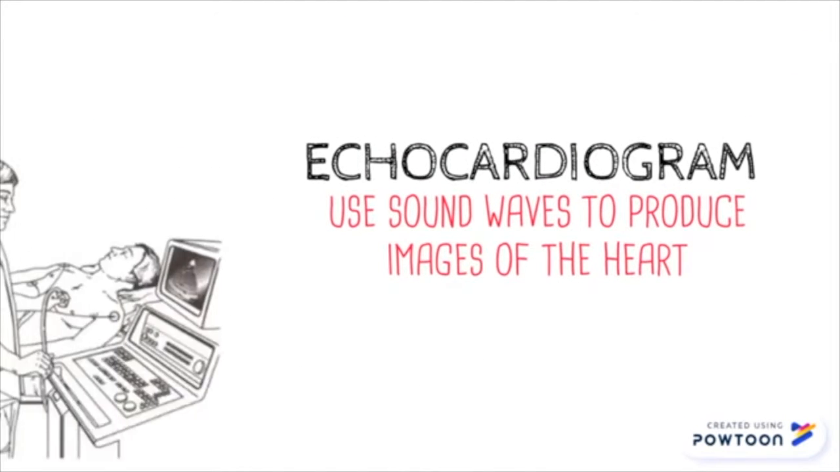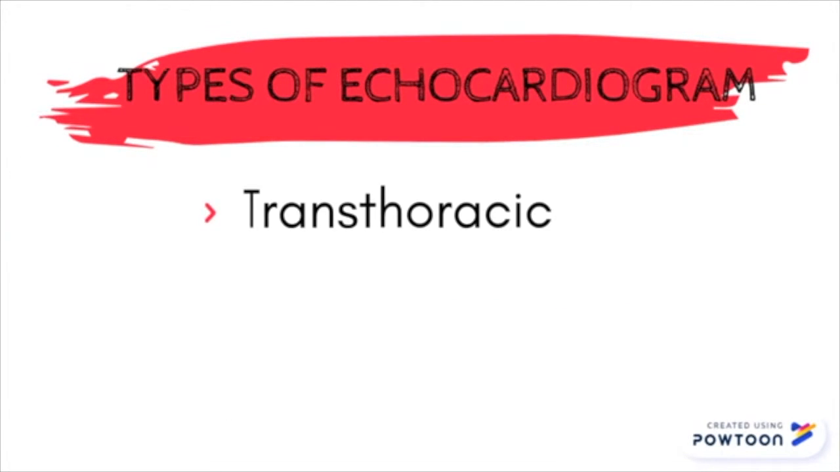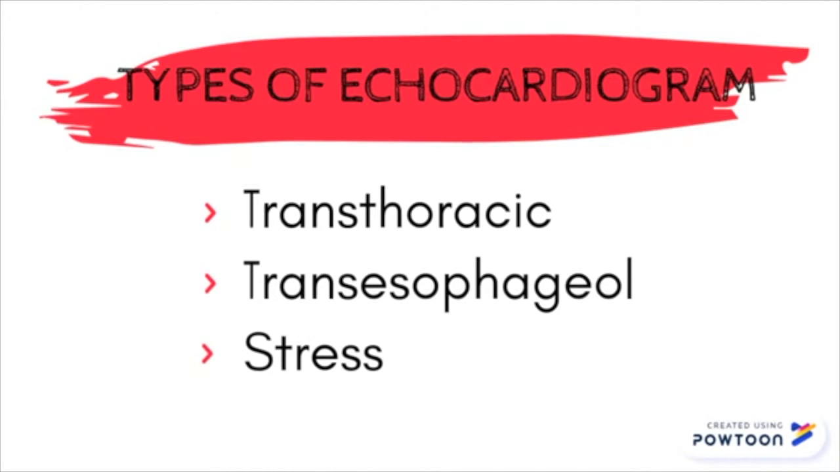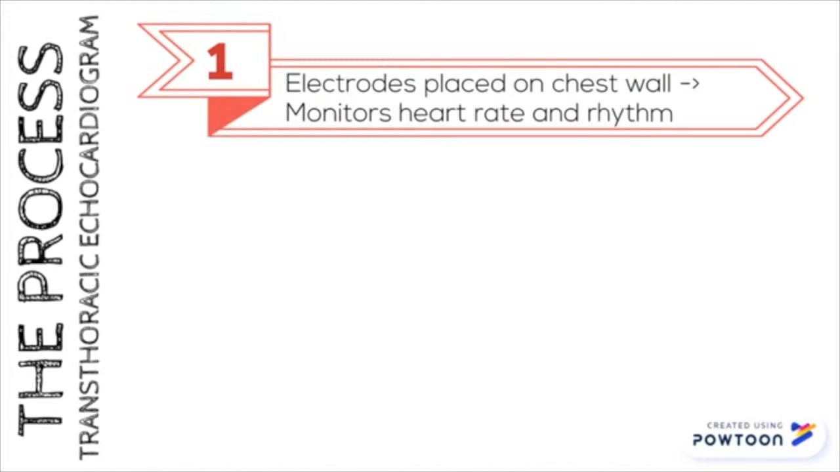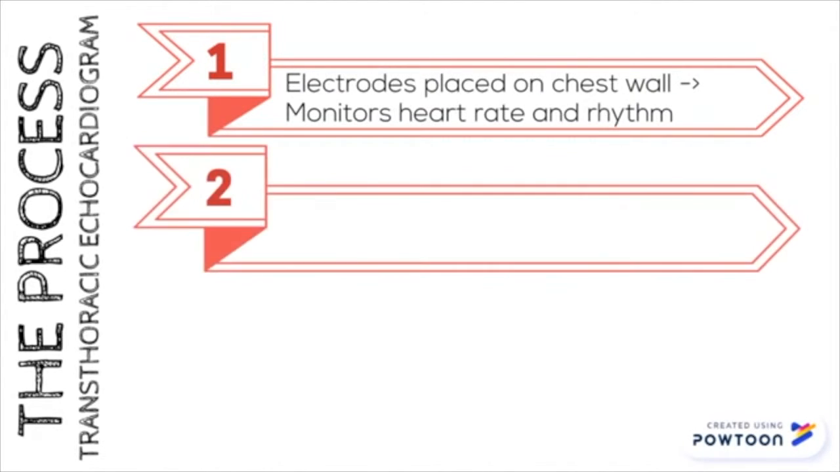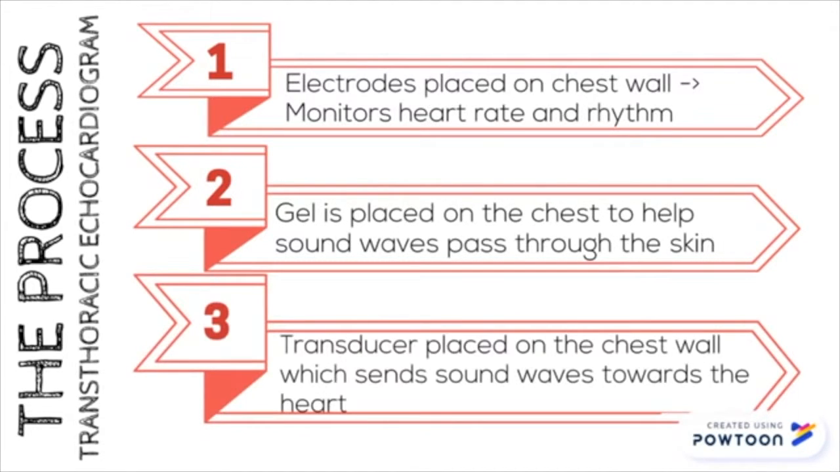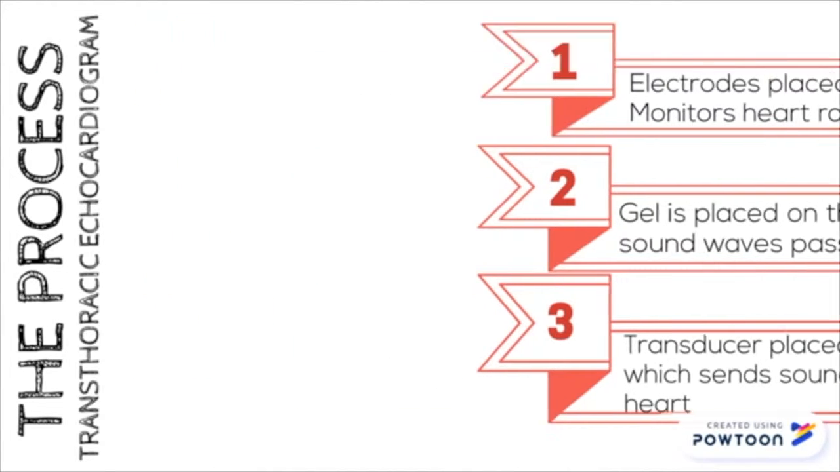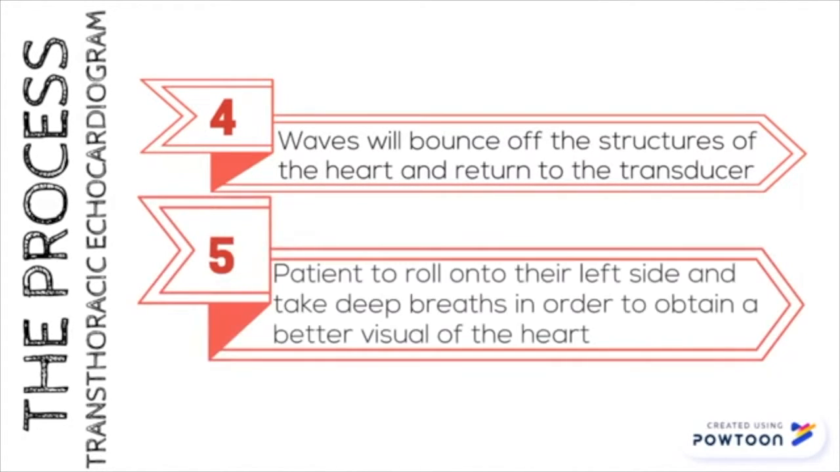Echocardiograms use sound waves to produce images of the heart. There are a few types of echocardiogram: transthoracic, transesophageal, and stress. For a transthoracic, electrodes are placed on the chest wall, which monitors the heart rate and rhythm. Gel is placed on the chest to help sound waves pass to the skin. Then, the transducer or probe is firmly placed on the chest wall, which sends sound waves towards the heart. Waves will then bounce off the structures of the heart and return to the transducer, where they are processed on a computer. The patient may be asked to roll onto their left side and take deep breaths in order to obtain a better visual of the heart.